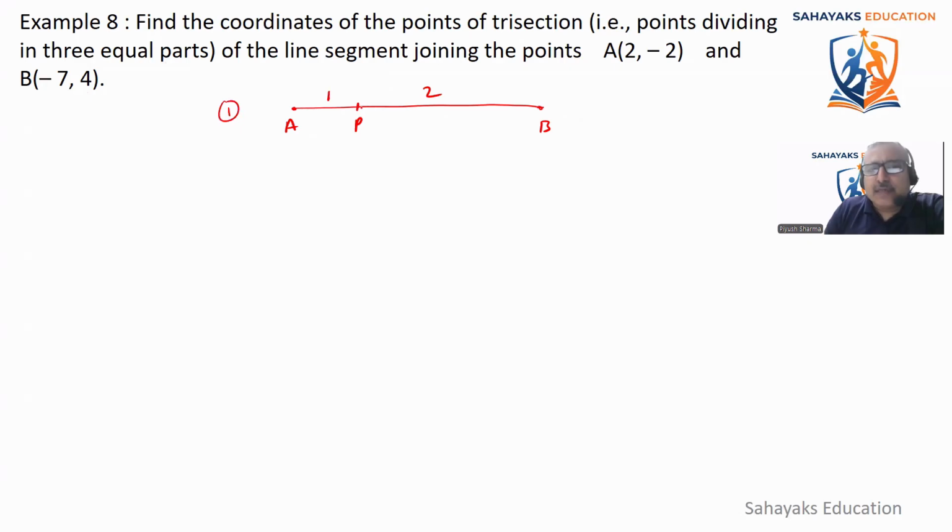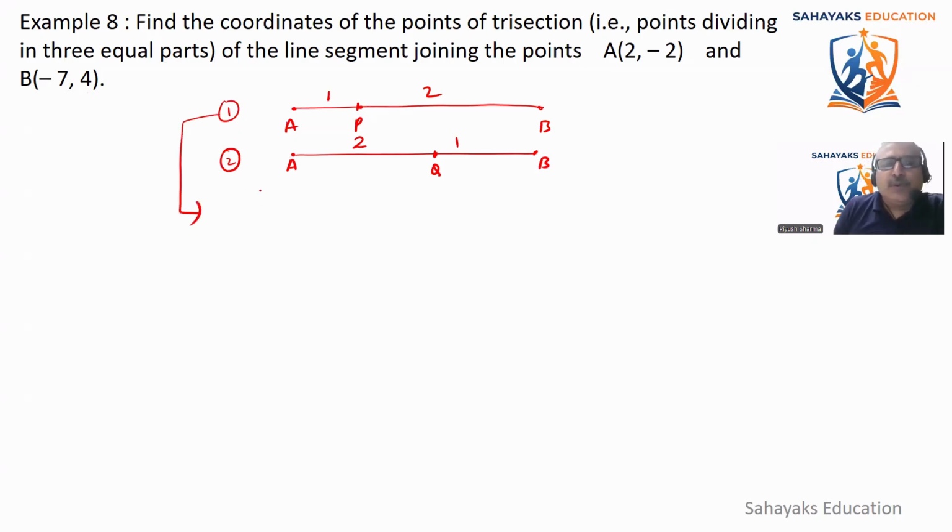This is the first trisection point. And the second condition is we have point A, this is point B, and this is point Q here. In that case, it will be dividing in the ratio 2 is to 1 because there are 3 parts. So 2 parts is from A to Q and 1 part from Q to P. Okay, so use the first thing to compute it first.